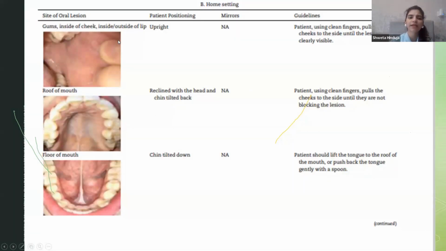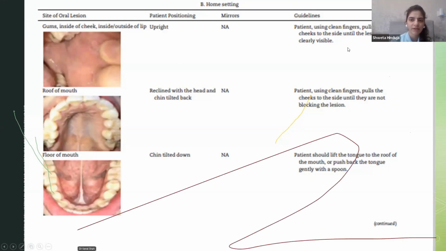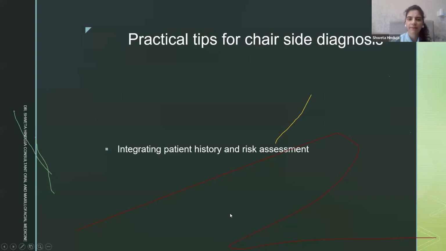This is how you would take the buccal mucosa again. Make the patient sit upright and pull the lips and cheek to the side. This is for the floor of the mouth, and this is for the chin, how you can tilt it down. This is again for the floor of the mouth, so this has to be taken with the chin tilted down.